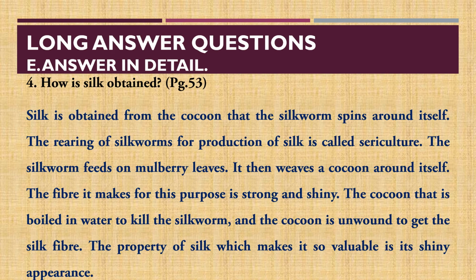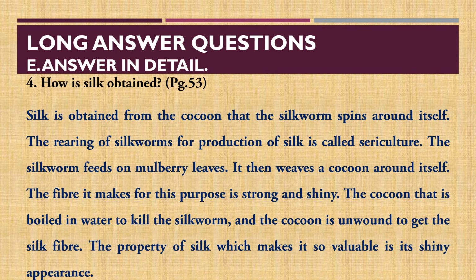Question 4. How is silk obtained? Answer is in page number 53 under heading Silk, second and third para. Silk is obtained from the cocoon that the silkworm spins around itself. The rearing of silkworm for production of silk is called sericulture. The silkworm feeds on mulberry leaves. It then weaves a cocoon around itself.